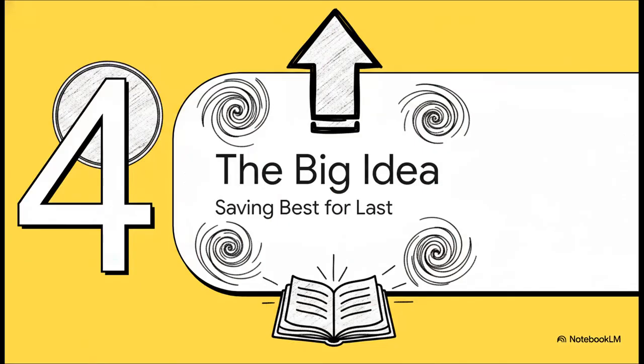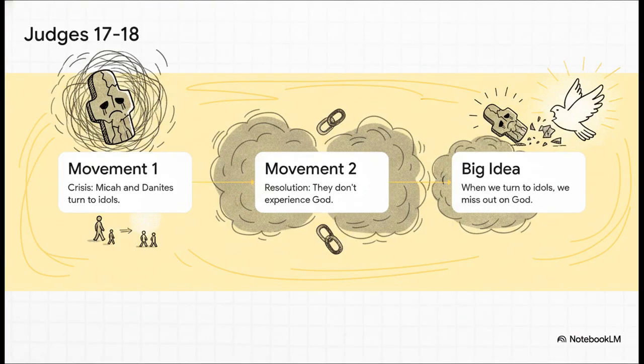Section 4, the big idea comes last. All right, so where exactly do we put our central thesis, the big idea? Well, the absolutely crucial thing to remember is that your big idea must come last. Let's look at the inductive journey of Judges 17 and 18 again as an example. Movement 1 is the crisis.